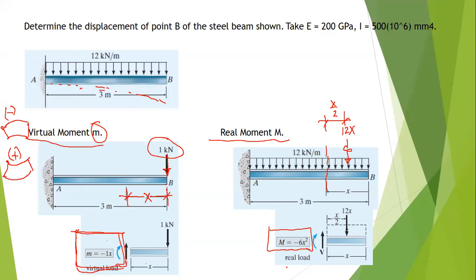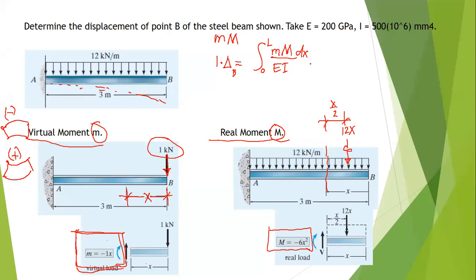Okay. So there are no discontinuities, then we can take up this virtual moment equation in one set, and the real moment equation. So we already have our small letter m, and we already have our moments for big letter M. With that, we can now use the formula, 1 times delta is simply equal to the deflection at B, which is the integral from 0 to L of mM dx over EI.